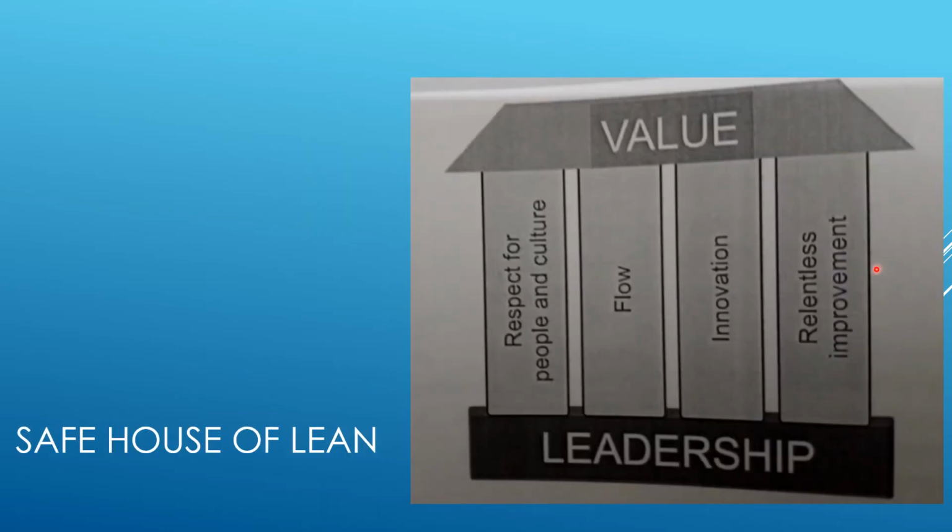The SAFe house of lean talks about putting leadership at the base. The four important values SAFe talks about are respect for people and culture, flow, innovation, and relentless improvement. SAFe is one of the famous methods, and why I love this framework is because of its adaptation towards lean. It's highly adopting the lean and Kanban methods into its framework. That's one of the reasons it is very famous nowadays.